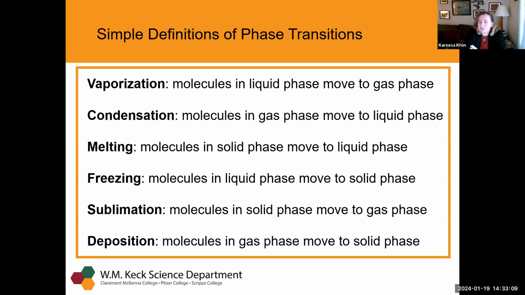Sublimation is when a solid goes directly to a gas phase. And deposition is the opposite, where you take gas molecules and you create the solid phase. All of these are the names for the processes that we observe as we move between these physical states. They label the phase transition, or the transition from one phase to the next.